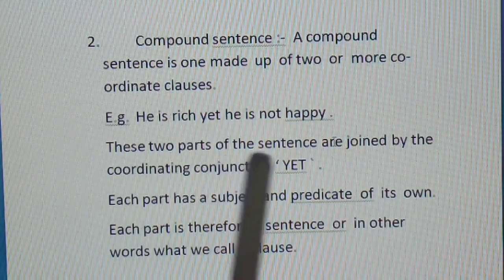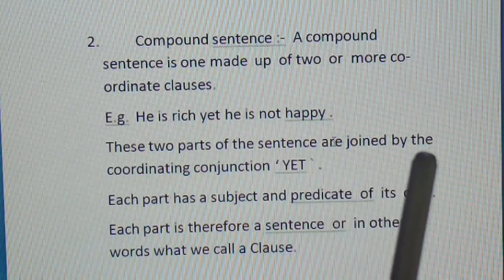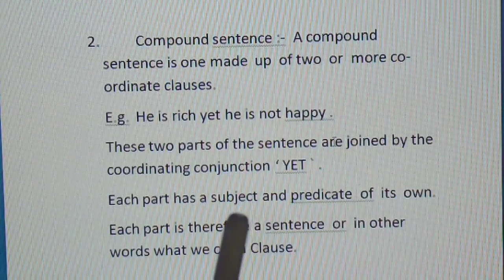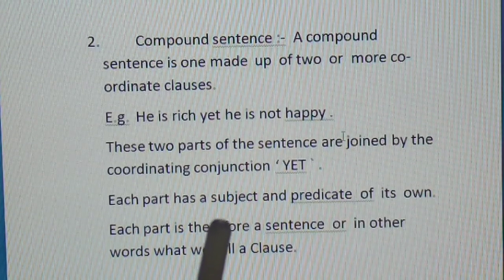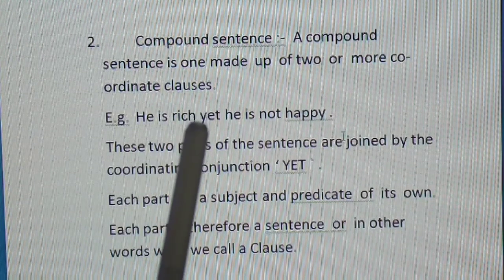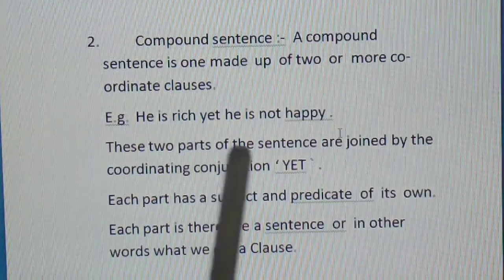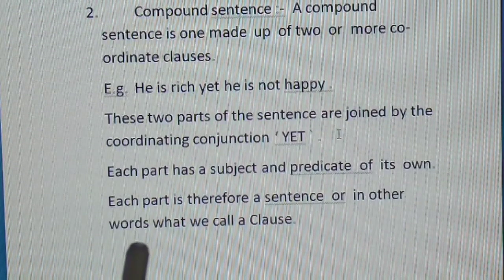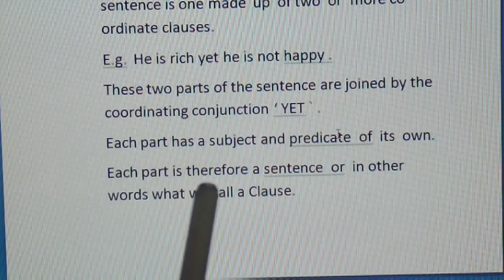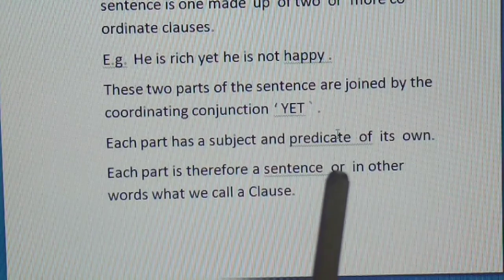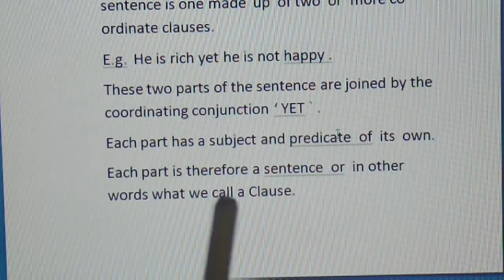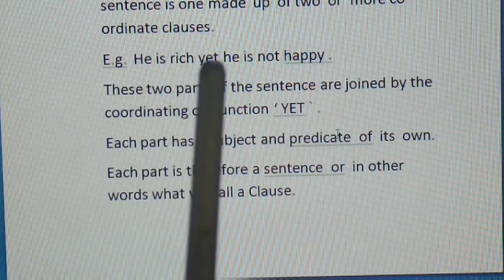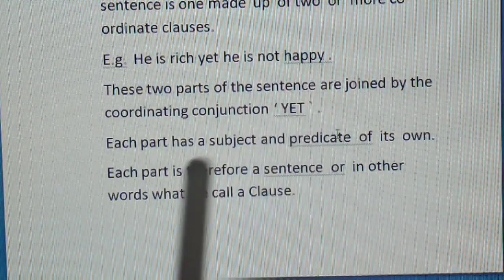Here these two parts of sentence are joined by the coordinating conjunction yet. Each part has a subject and predicate of its own. Har part mein apna ek subject aur ek apna predicate apna khud ka hota hai. Here, he is rich, to yahan pe he subject hai, is rich predicate hai. Second mein he is not happy, he subject hai, is not happy predicate, right? So each part is therefore a sentence, or in other words we call it a clause. Har part apne aap mein khud ek sentence hai. He is rich, a complete sentence hai. He is not happy, ye bhi complete sentence hai, right?